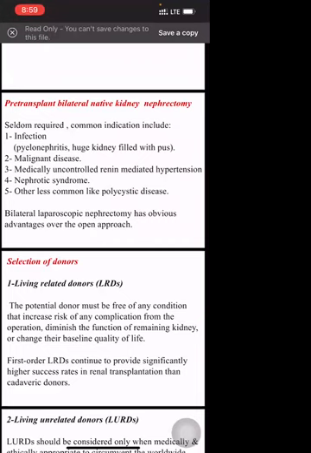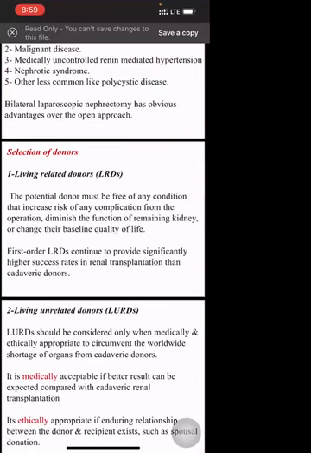Bilateral laparoscopic nephrectomy has an obvious advantage over the open approach.